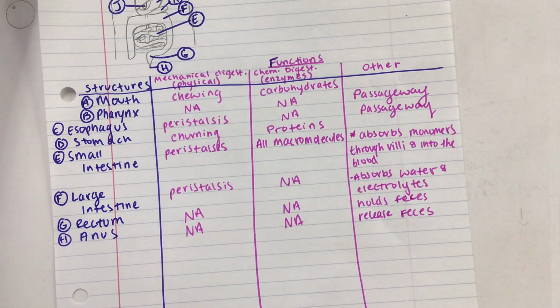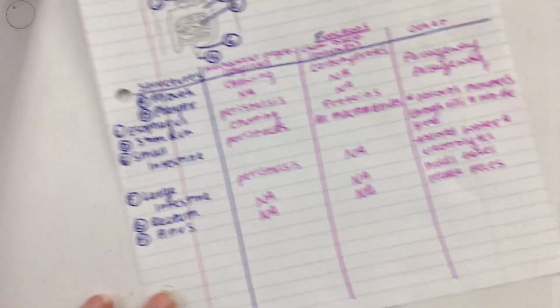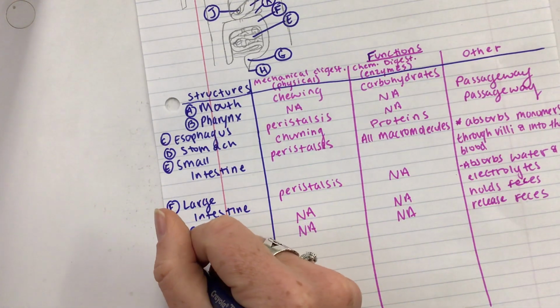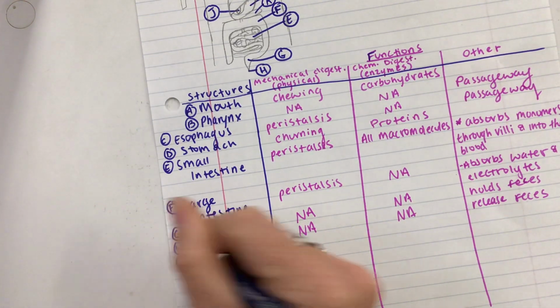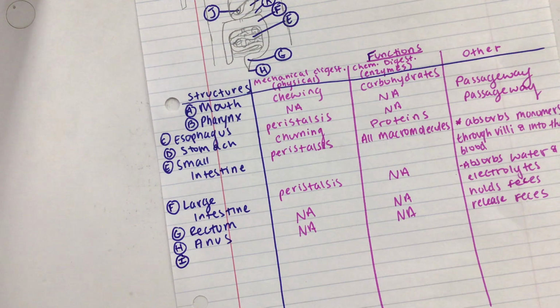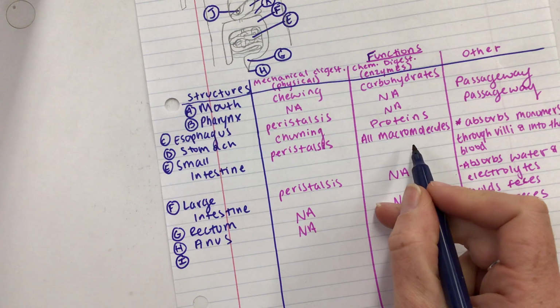Okay, lastly, we have I, J, and K. So notice I kind of skipped over these at first. The reason why is because food does not pass through these organs, but they do help with digestion. They work closely with the small intestine. They send the small intestine stuff to help the small intestine break down all the macromolecules.